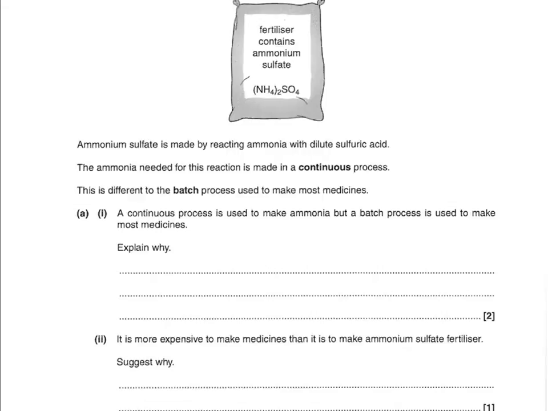Explain why. So the first mark you could say is that ammonia is needed in large amounts, or ammonia is in high demand, or you could say ammonia is needed all year round. The second mark you could say that the demand for a drug may be seasonal, or drugs are made on a relatively small scale, or if you use a batch process it would be easy to switch between making different drugs, or drugs are only needed in small amounts. So any of those will get you the second mark.